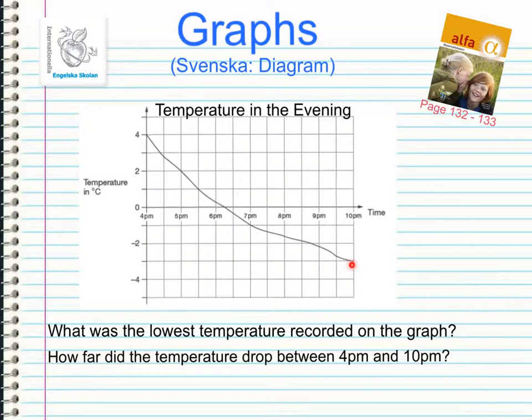Now this is asking me to find how much did it go down. It started up here at 4, and over the time period it came all the way down to -3, which is 1, 2, 3, 4, 5, 6, 7 degrees lower. So from 4 p.m. until 10 p.m. the temperature dropped by a total of 7 degrees.